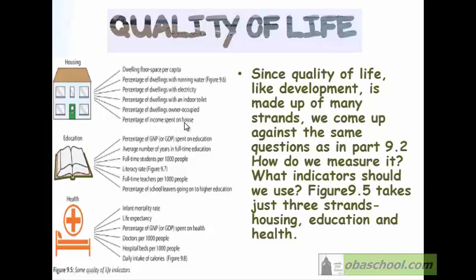Now we will look at the second strand, which is the education strand, to see if the education standards are good or not. The first one is percentage of GNP or GDP spent on education. The second indicator is the average number of years in full-time education. Third, full-time students per 1,000 people.